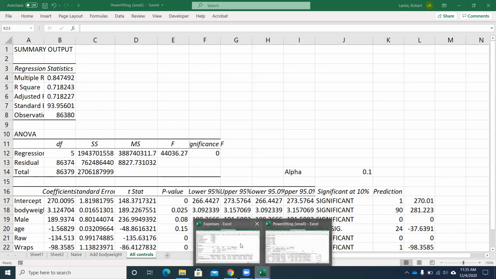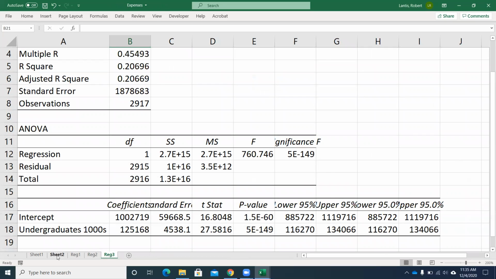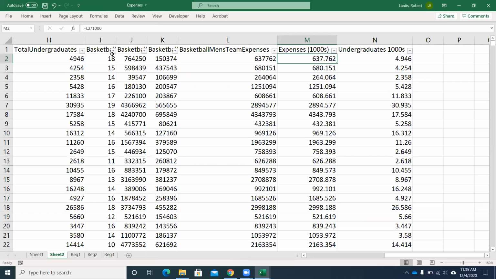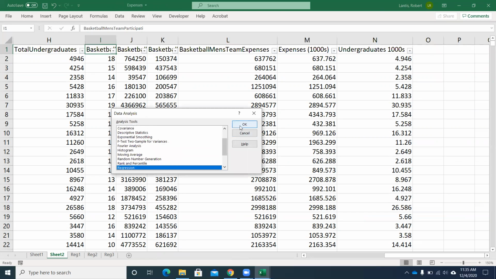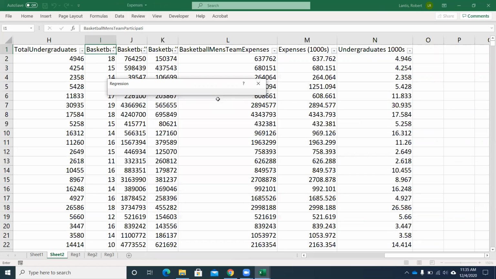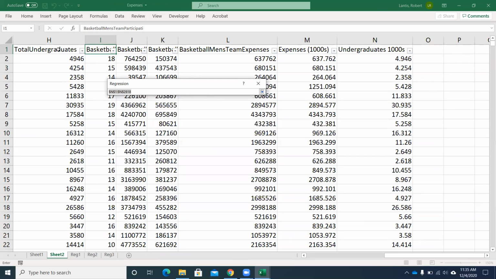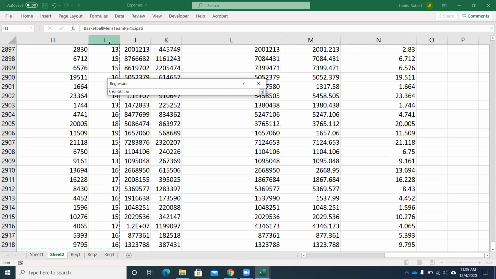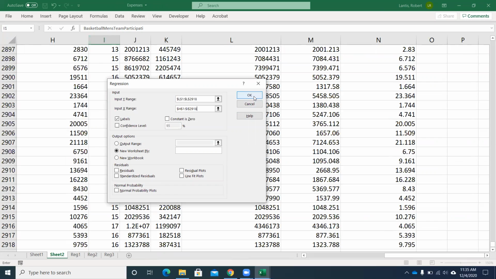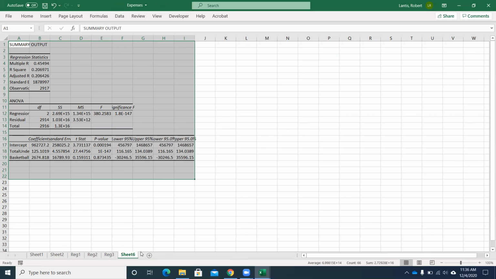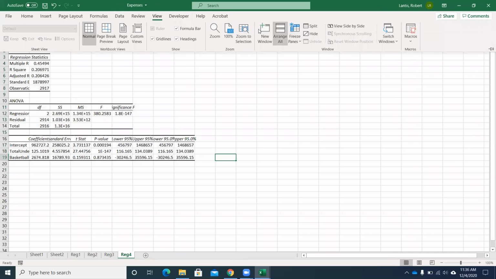Now, we could look at this same thing with expenses, right? I just hadn't included any additional controls. So let's say we want to do, I don't know, it isn't going to make a ton of sense, but we can do it. Let's say I want to use team expenses as my Y variable. For the X variables, we're going to do total number of undergraduates, and then this variable is the number of students in the basketball program. So we'll hit OK. We get this fourth regression. Call this reg 4.